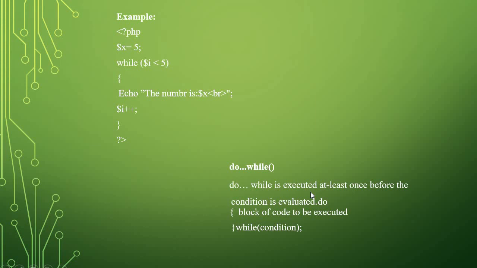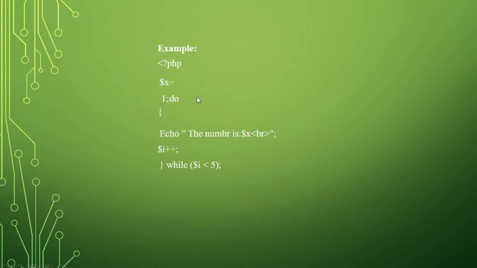Then the do while statement. The do while is executed at least once before the condition is evaluated. The syntax is the keyword do followed by open and close braces. Within the open and close braces, we have the set of code to be executed. Finally, the statement is terminated by the keyword while followed by the condition. For example, $x equal to 1, do echo "the number is", we are printing the x value from 1 until the condition is satisfied.